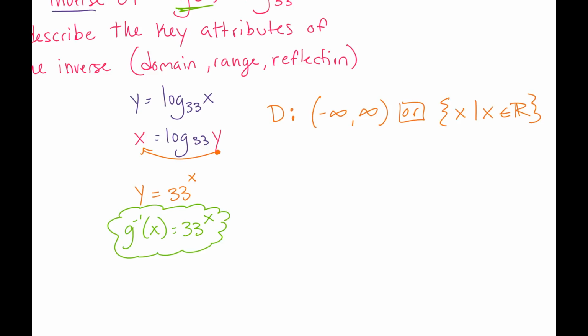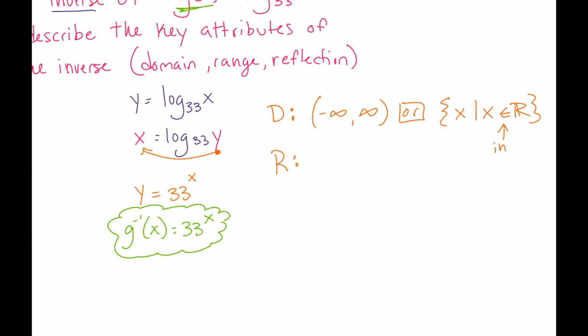Wait, can you explain what the E and the R is? Okay, E is epsilon. It just means in. So x is in all real numbers. It means x is all real numbers. Like, it can go on forever. Yes. Okay. All right. Domain or range now.